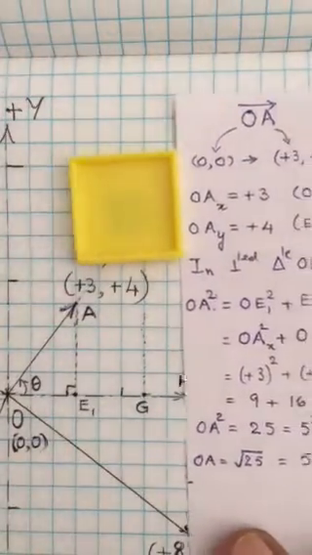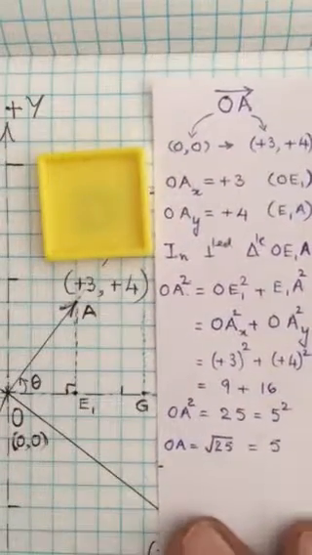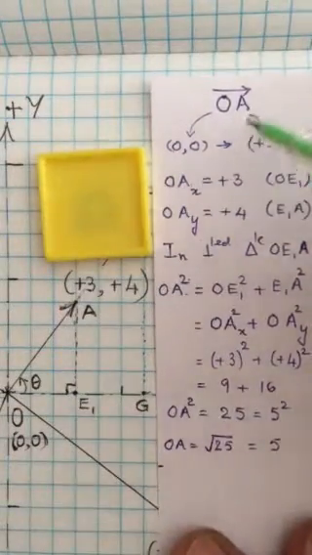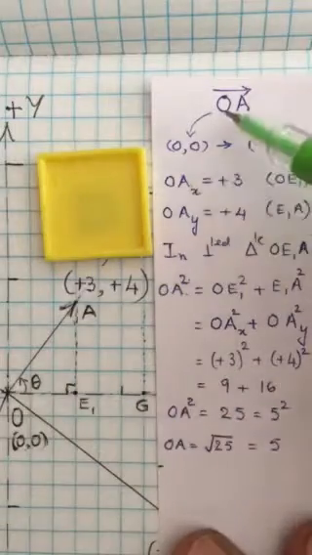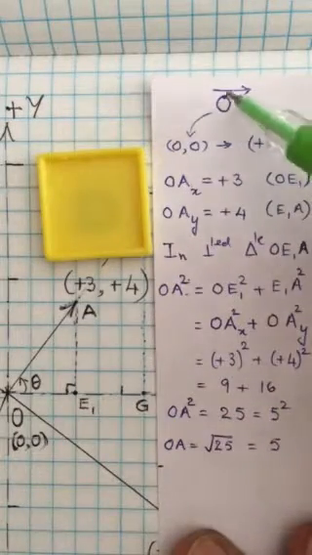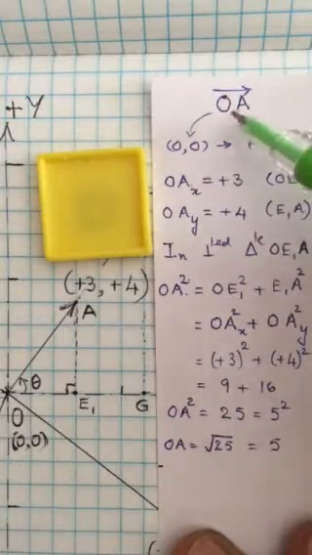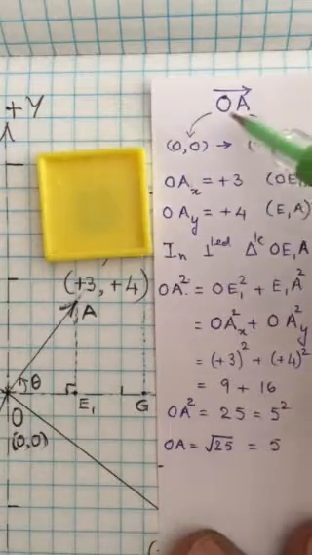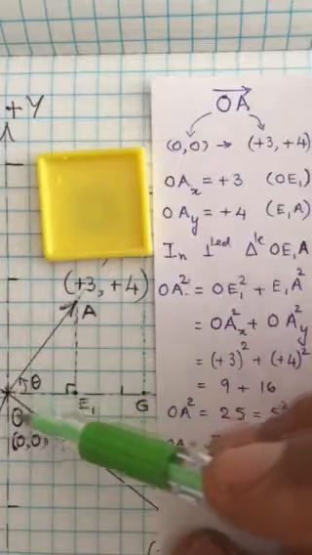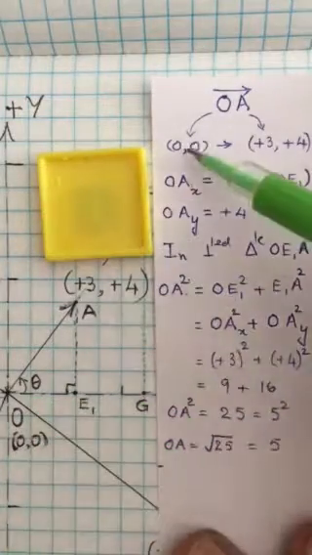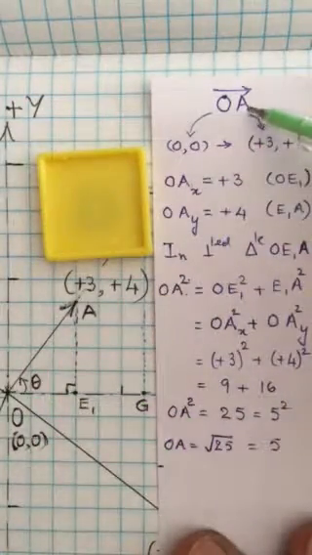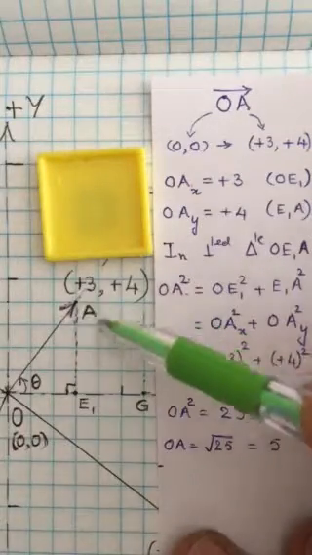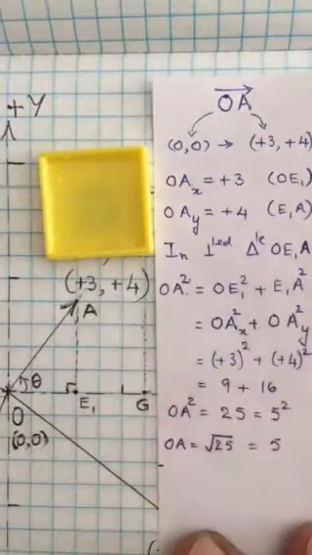And how do we represent it? We write vector OA like this. So we read it as OA, vector OA. Here the first point O has coordinates 0, 0 and the final point A has coordinates plus 3, plus 4.